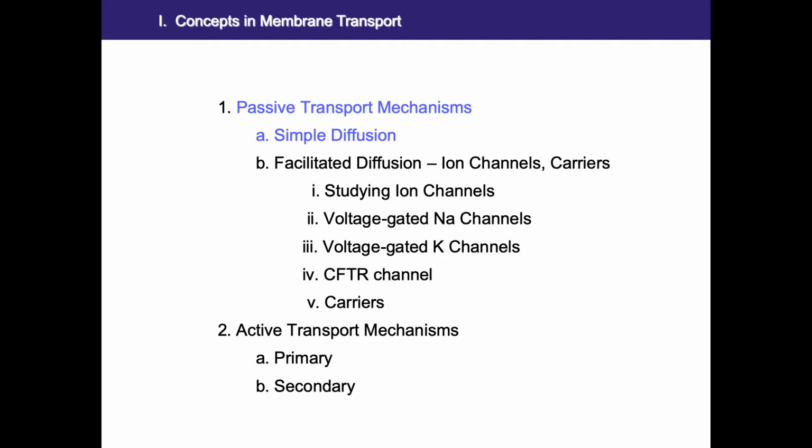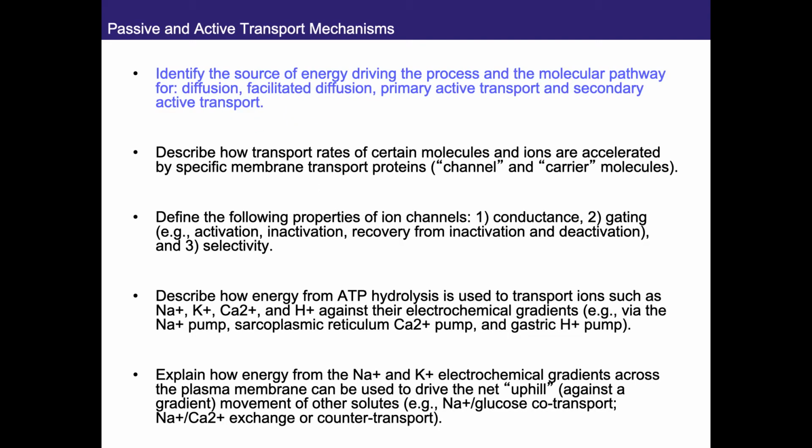All right, here's your set of learning objectives. Again, when you get home, you can take a look at this. We're going to start off with the first learning objective, identifying sources of energy driving the process in the molecular pathway for diffusion, facilitated diffusion, and then we'll get to primary active and secondary active transport.